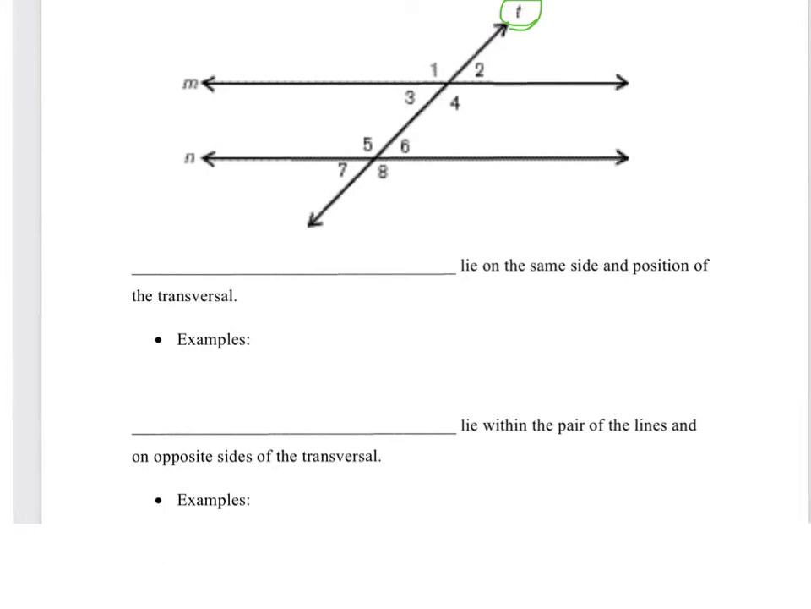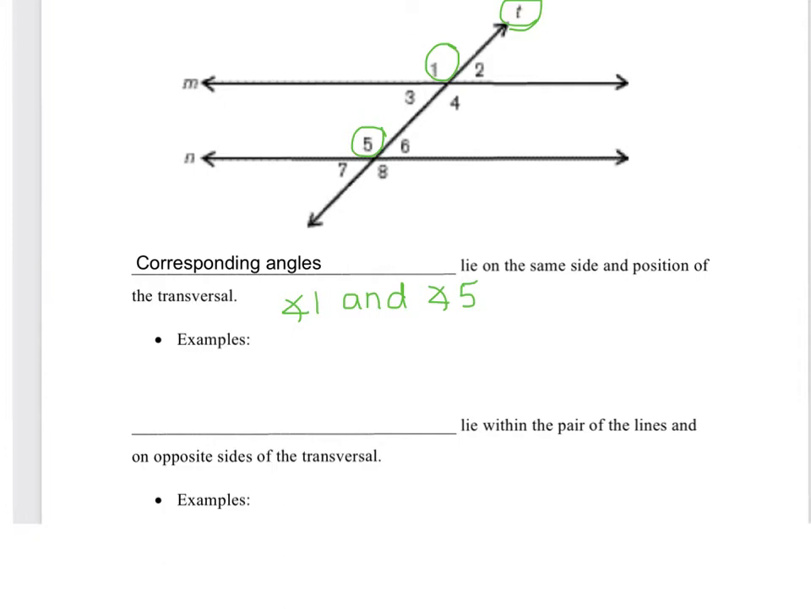So our first angles are corresponding angles. And corresponding angles are angles that lie on the same side and position of the transversal. So what does that mean? What's an example? Let's look at angle 1 over here. If you notice angle 1, it is the top left-hand corner of line M. Now let's look at line N. What angle is the top left-hand corner of line N? Well, that would be angle 5. Therefore, angle 1 and angle 5 are corresponding. And why is that important? Because corresponding angles are also congruent.